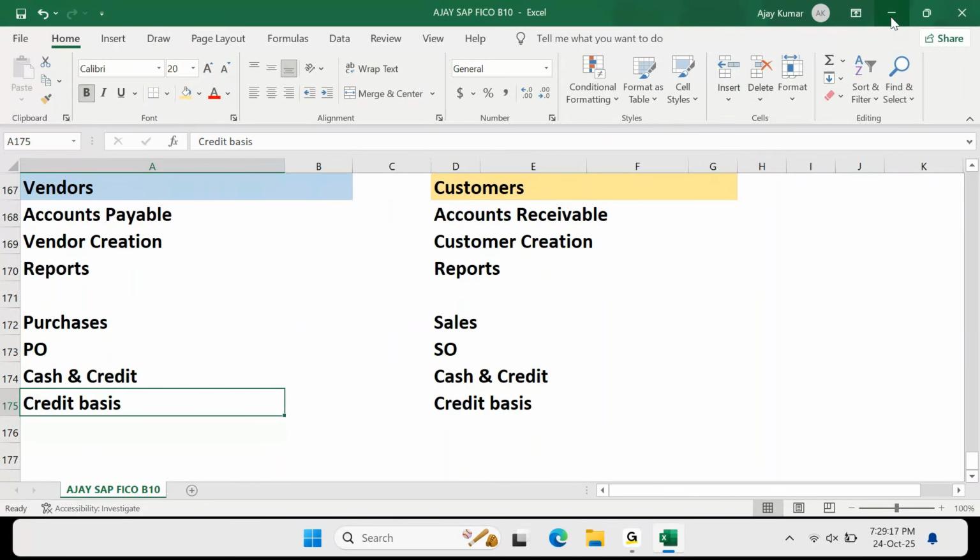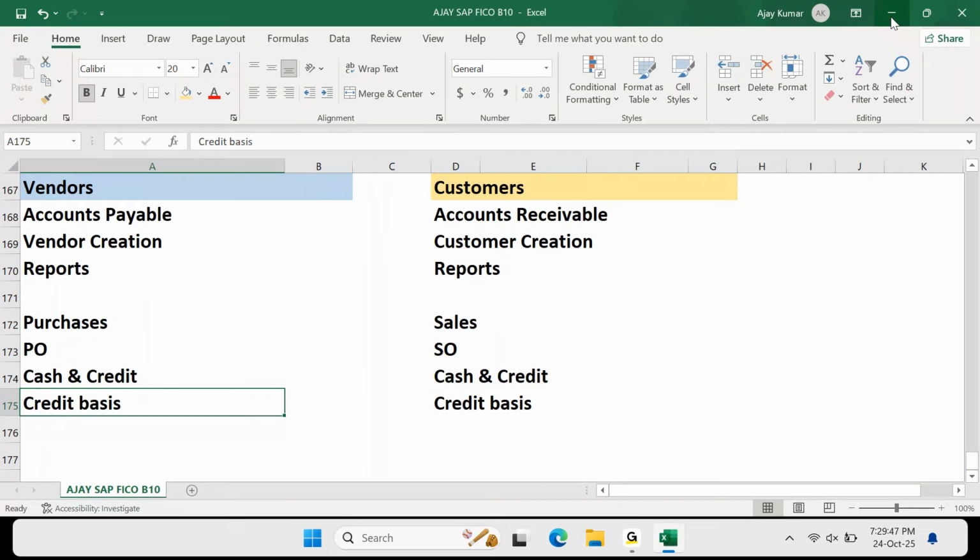Now we need to understand, when you talk about credit basis, it is all about you will purchase now, but you will pay later. Credit purchases meaning you will purchase today, you will pay tomorrow. Tomorrow in the sense maybe after 1 day, 2 days, 1 month, 2 months, depending on the agreement. Similarly, sales mean you will sell today, but you will collect money tomorrow or later on in future, right?